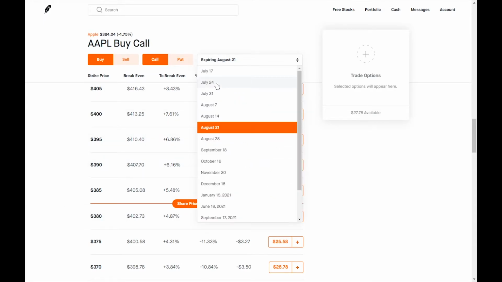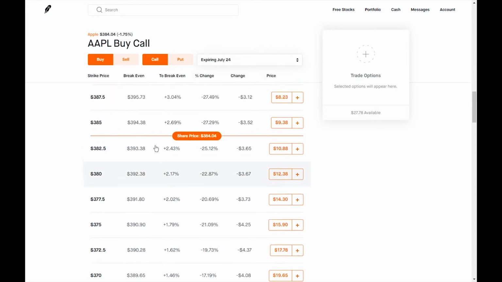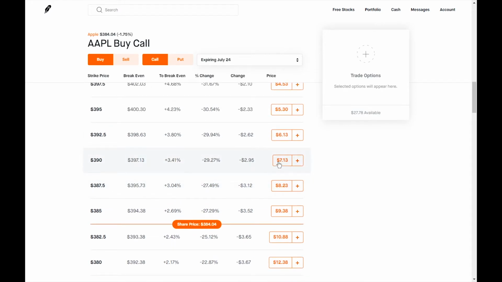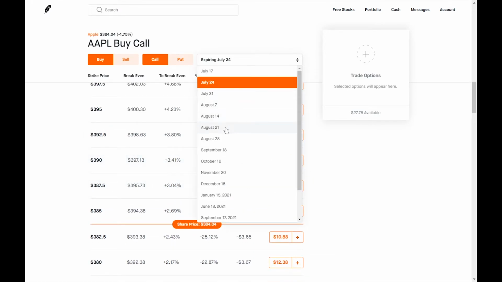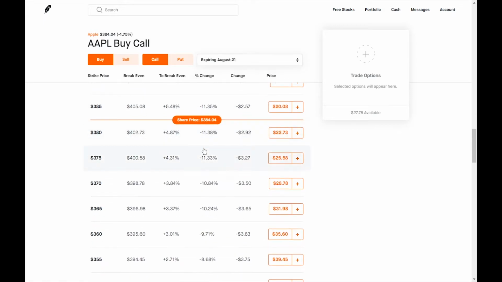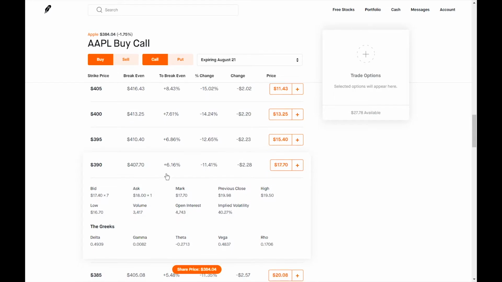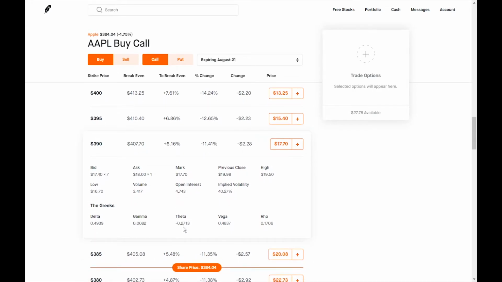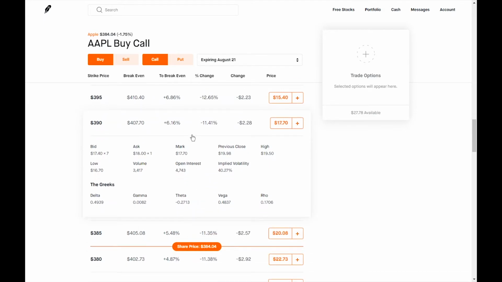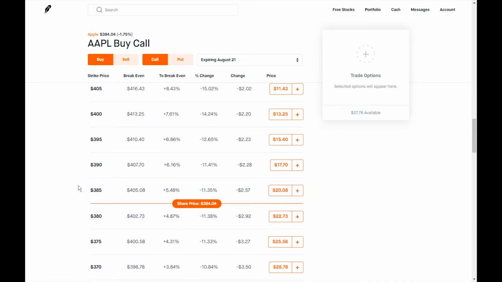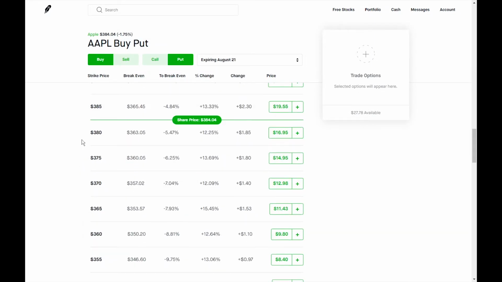So if we go back to this July 24th, you can see this $3.90 is worth $713. Now if we go to August 21st, that $3.90 is worth $17.70. And then if you check out the theta, here it's only $27 a day, where before it was $44, I believe. And the theta becomes less and less the farther out the money you go. And out the money for calls is prices that are higher than the current share price. And for puts, out the money is prices that are lower.